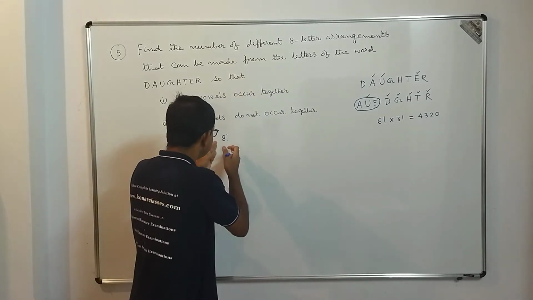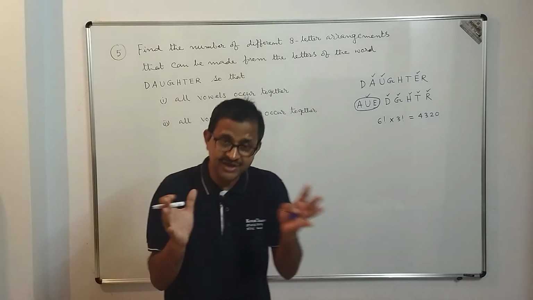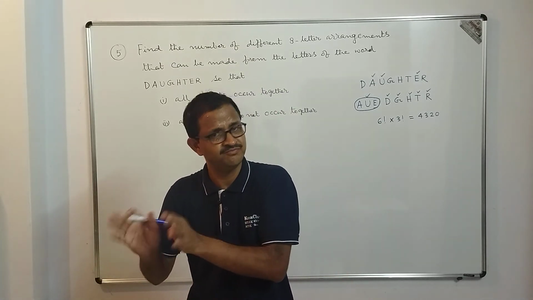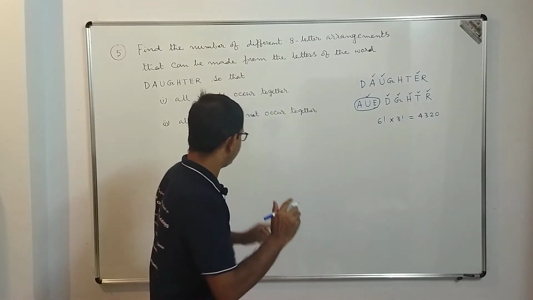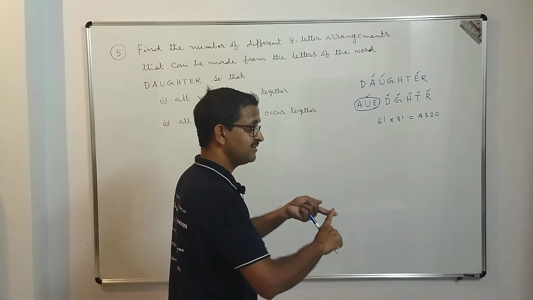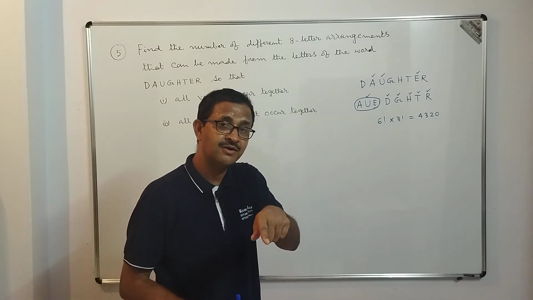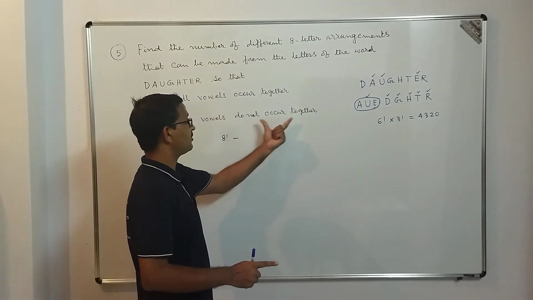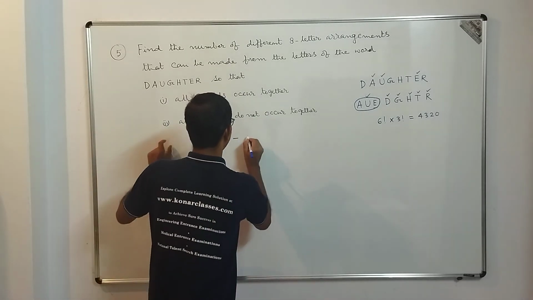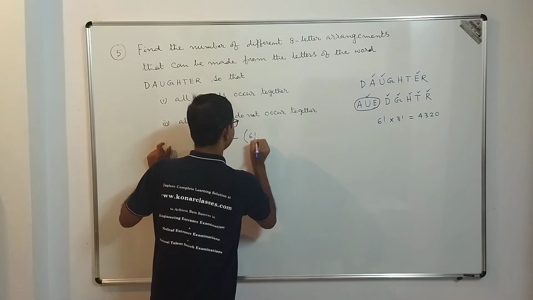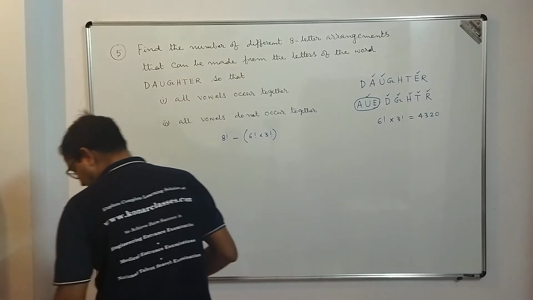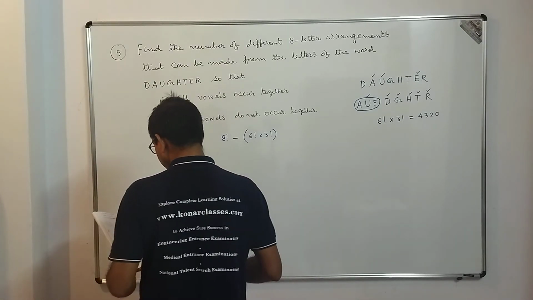Now all these 8 factorial arrangements include those where the vowels are together and where vowels are not together. Correct or not? So from there, if we subtract where the vowels are together, we will get the required number of arrangements where the vowels don't occur together. So the required number should be 8 factorial minus 6 factorial into 3 factorial. Correct? And if we work this out, what value are we going to get?